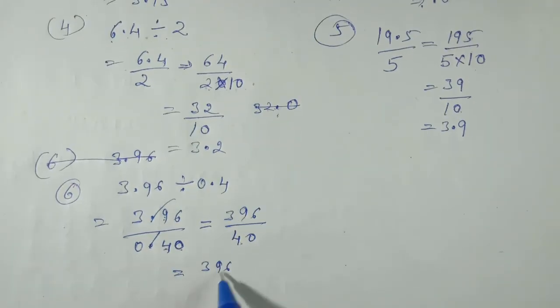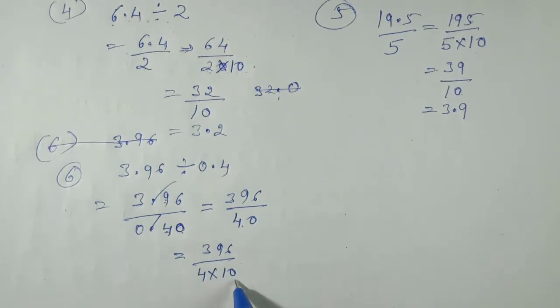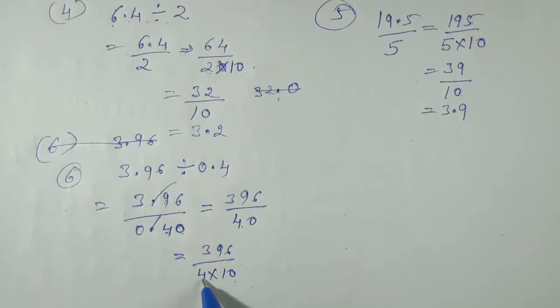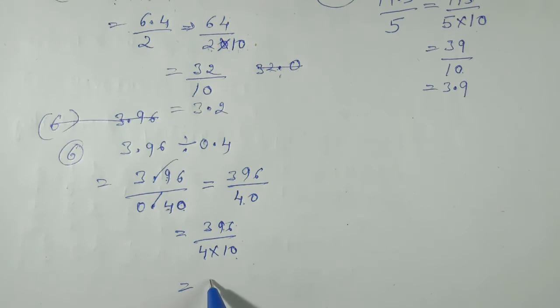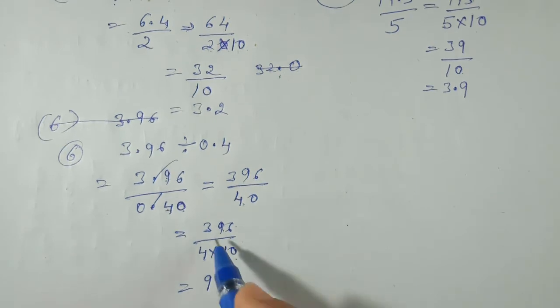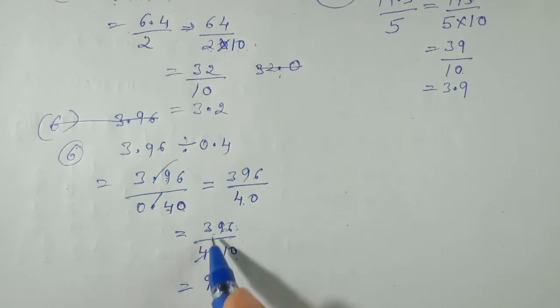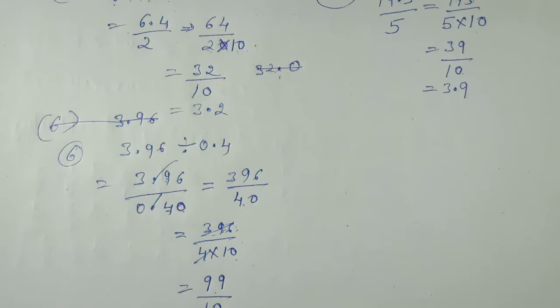40 can be written as 4 into 10. Now by the table of 4 we're going to try to cancel 396. If it is possible, then do. 4 9 36, 3 is left, again 4 9 36. So these two are cancelled, we get 99. At the denominator we have 10.